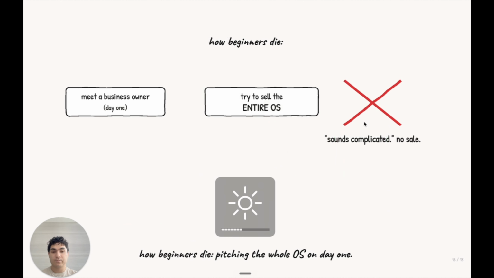So this is how you can actually get screwed on this. This is how you die as a beginner and don't make any money with it. You meet a business owner day one. You try to sell the entire OS to the business owner. It sounds incredibly complicated. You'll never get the sale.